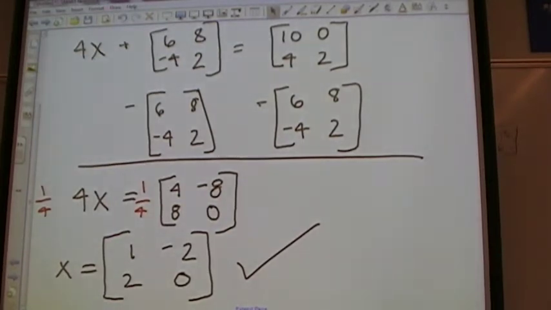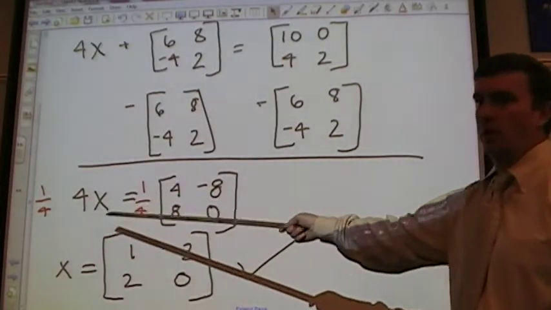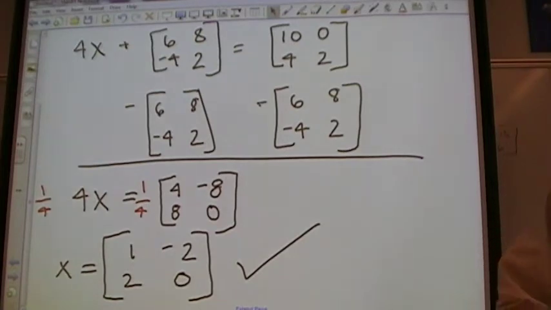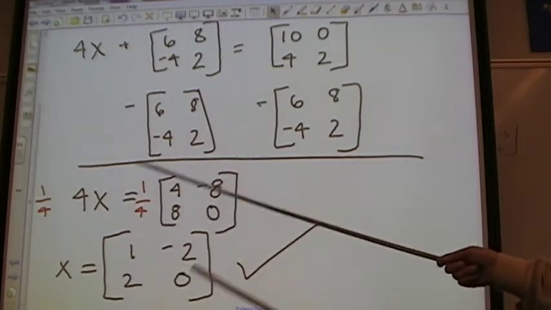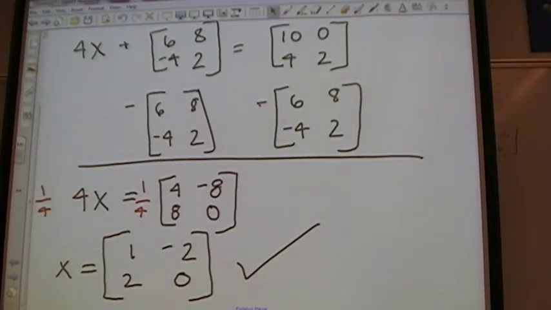Question? Which part, to get rid of the 4? Well, when you're solving any equation, if you have 4 times a variable, how do you get rid of that coefficient? Divide by 4. But why multiply instead of just divide? It's the same thing, just because we were talking about scalars. Dividing by 4 is the same as multiplying by 1/4. Okay?